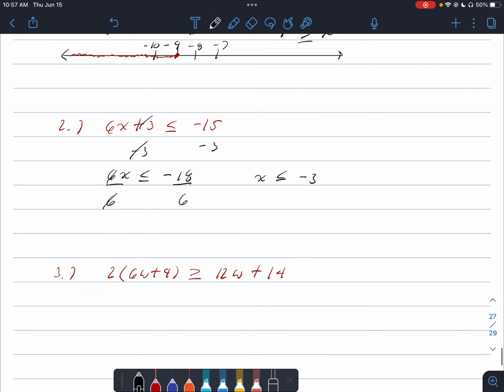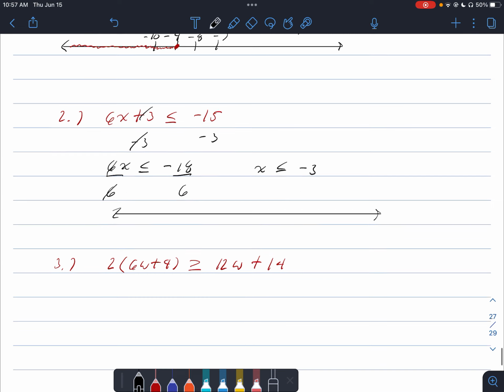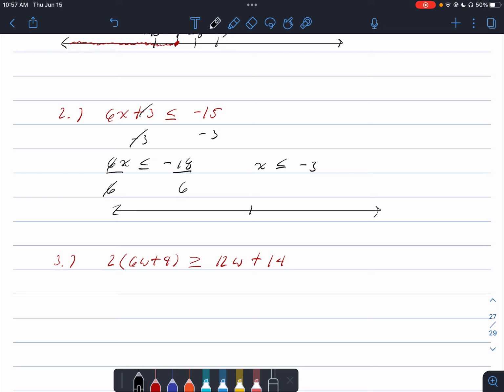Again, we can graph it very similarly to how we did before. I don't believe Alex specifically asked you to do this for these, at least not yet, but I'm sure it will come up in the future. So with negative 4, negative 3, negative 2, negative 1, 0, we would draw a closed dot at negative 3 and shade in everything to the left. That's roughly how you would graph it.